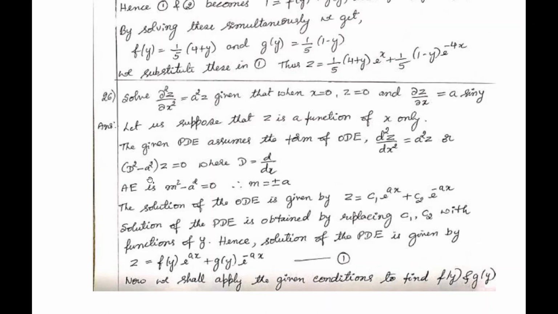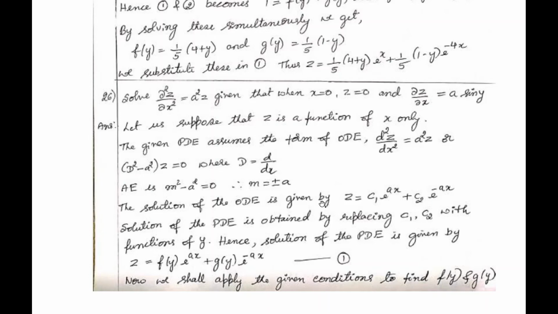We'll write this is a homogeneous ordinary differential equation. The solution of that can be found by writing the auxiliary equation. Replace D by m. So we get m squared minus a squared equal to 0. Therefore m equals plus or minus a. These two roots are real and distinct.